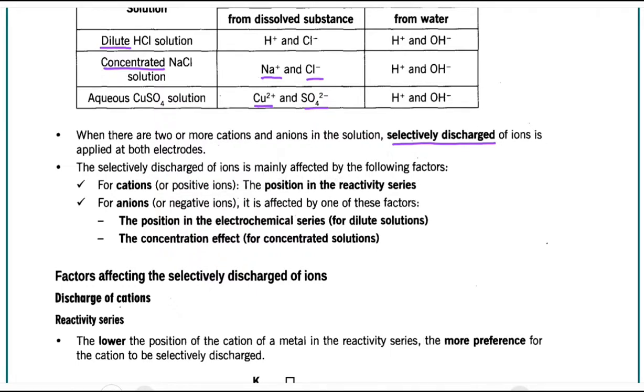That is, number one, cations. For cations, it's the position of themselves within the reactivity series, right? And for anions, it is also affected by, number one, the position in the electrochemical series, if that is for dilute solutions. And then, the concentration of the solution is the one that affects which ion would get to be selected. Is that okay?